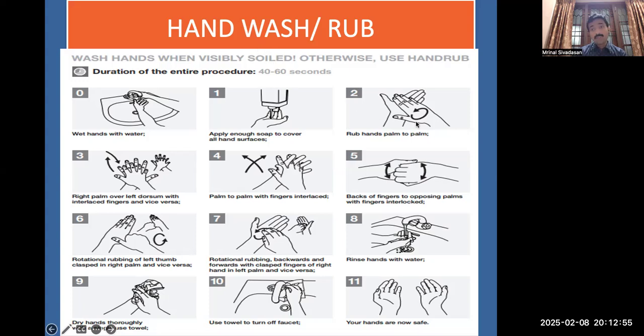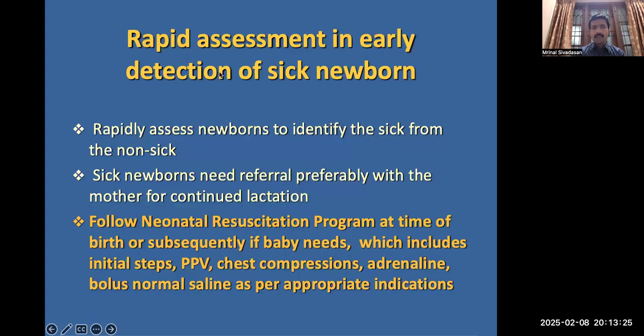If the hands are visibly soiled, there are 6 steps. One is washing the hands palm to palm, then washing the back of the palm, and washing the hands with the palms with the fingers interlocked, and fourthly, washing the hands over the knuckles, and then washing the hands over the thumbs, and then washing the hands at the fingertips. It should take around 40 to 60 seconds.